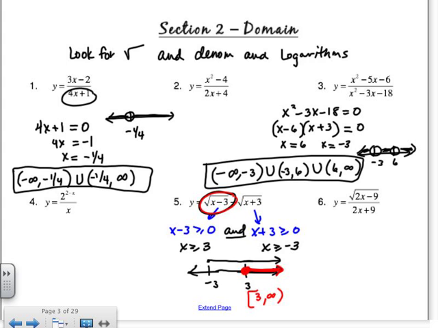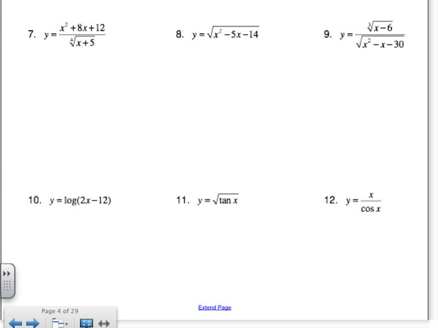All right, number 6 involves a square root and a denominator, so that one's going to be kind of tricky. All right, next up. Okay, number 8's pretty difficult. I know x squared minus 5x minus 14 has to be greater than or equal to 0.